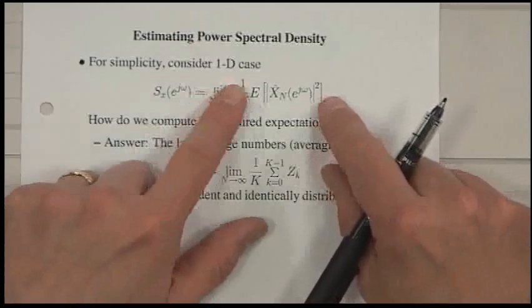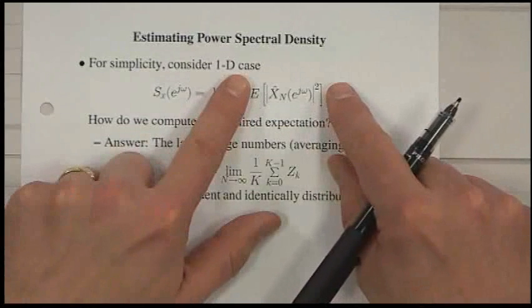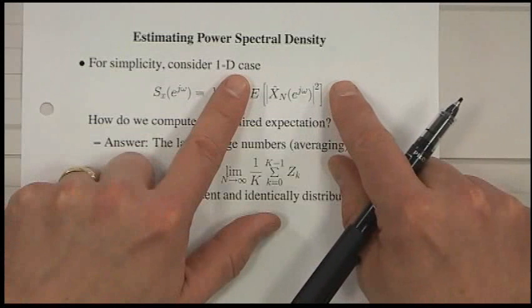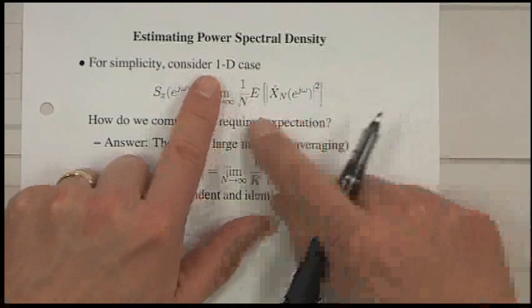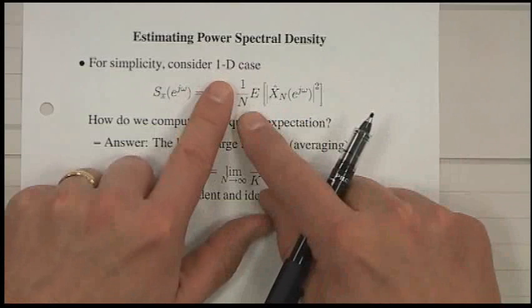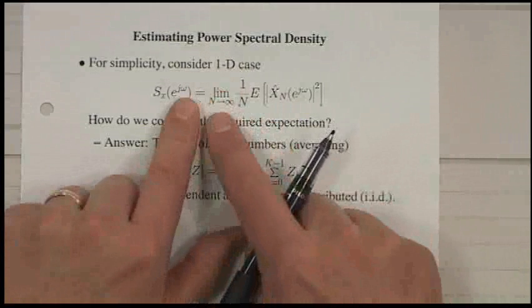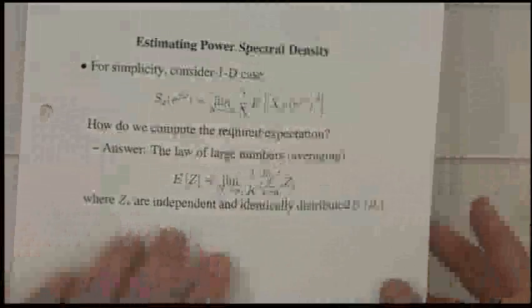Then you take the expectation to average out the variations in the signal, and then you divide by n to calculate the energy per sample, so that's the power, and you take the limit as n goes to infinity. So this is the power spectrum, okay?